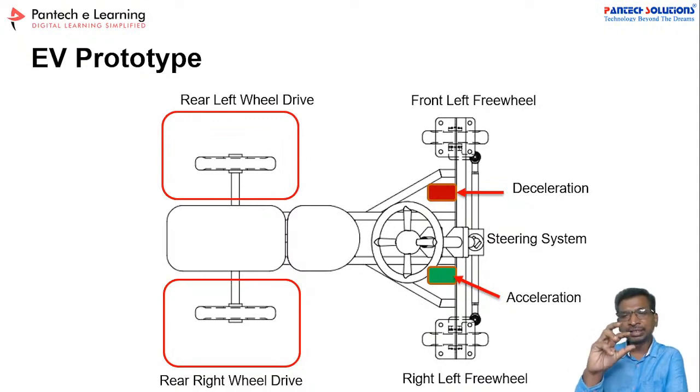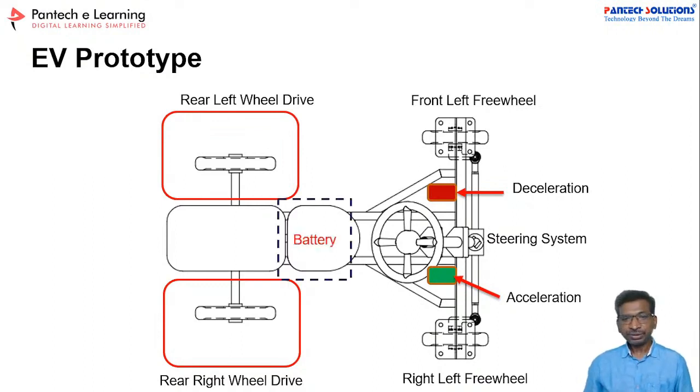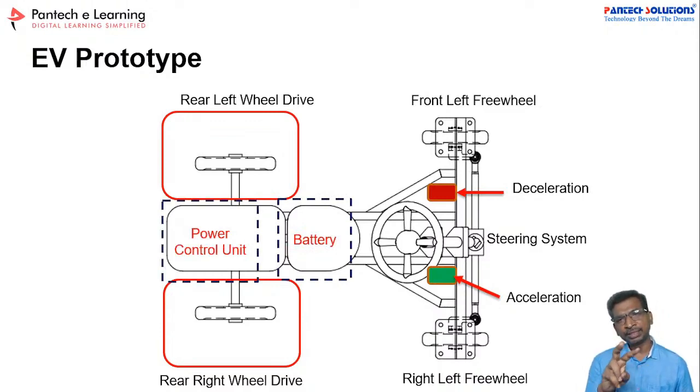So this is very basic functional information. After that, here we kept the battery model and the power control unit. Here we used two PMDC motors as per yesterday's calculations, one for the rear left wheel and one for the right wheel drive. For each motor we used one separate chopper, so that you can drive your vehicle in the forward as well as the reverse direction. So this is the detailed functional block diagram of the EV prototype.